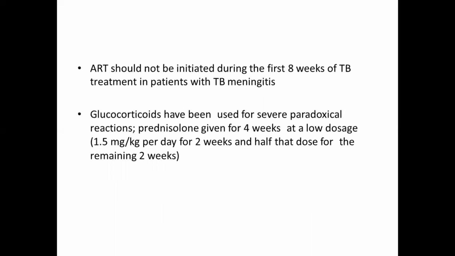However, you should know that if the patient has got both tuberculosis and HIV, first you should start the patient on anti-tubercular drugs, and as early as possible, you should start antiretroviral therapy. Only in case of TB meningitis will you wait for the first 8 weeks, so that there will be less chance of development of IRIS. And if IRIS causes a severe paradoxical reaction, the treatment of choice is glucocorticoids. That is, prednisolone is given for 4 weeks, at a dose of 1.5 milligram per kg per day for 2 weeks, and half that dose for the remaining 2 weeks.